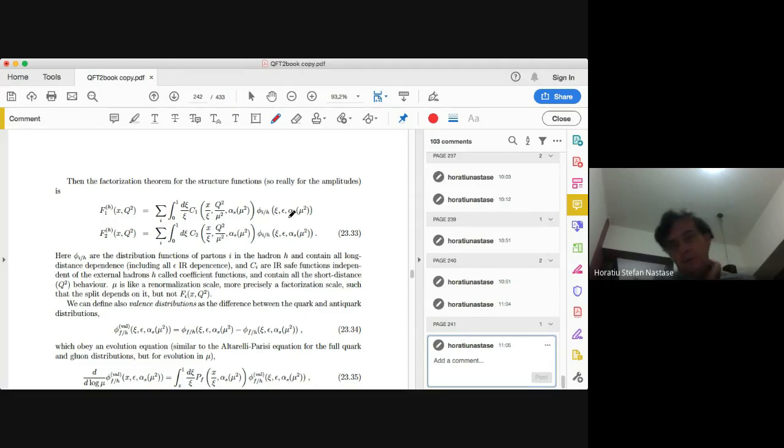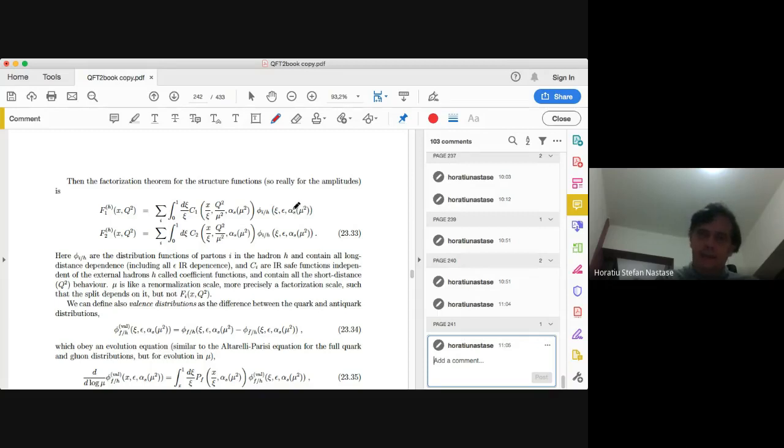And so when we're factorizing, you're introducing an arbitrary scale. In this case, the scale is called mu. Before I called it capital Q, but that was just because we had not used the capital Q before. Now we've used it to define momentum transfer, so I had to use a different letter. So I use mu squared in here as the factorization scale.